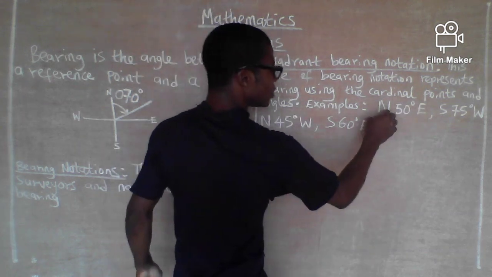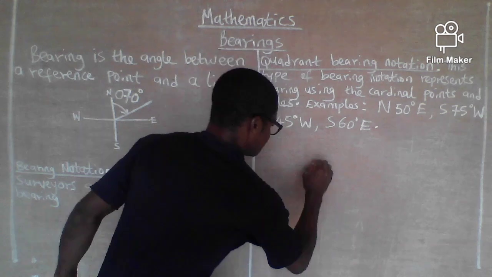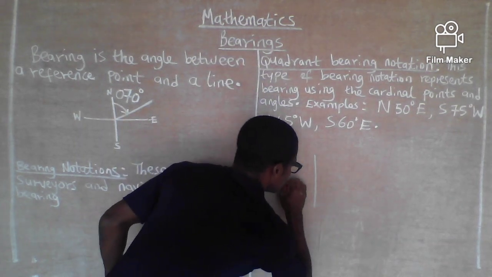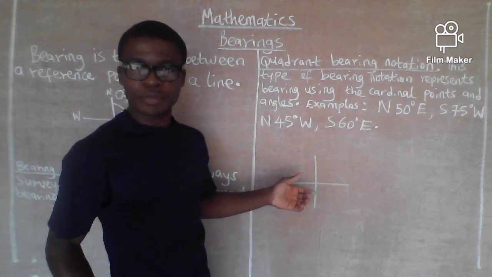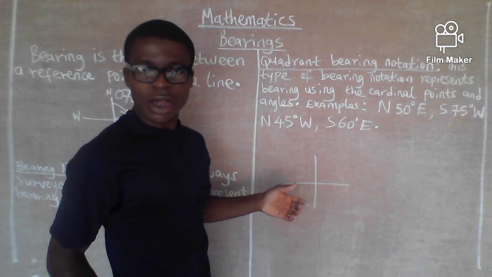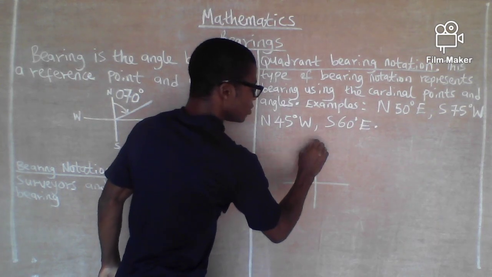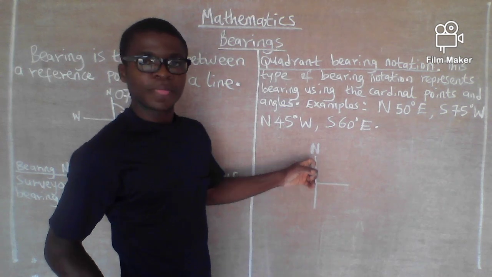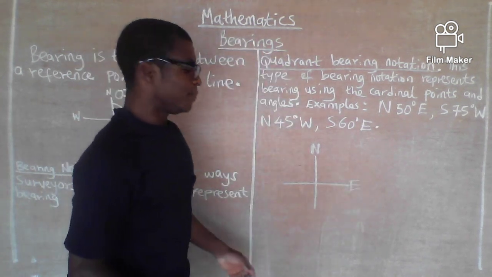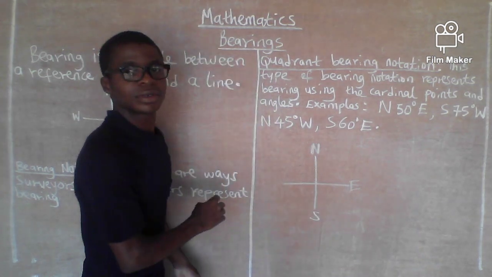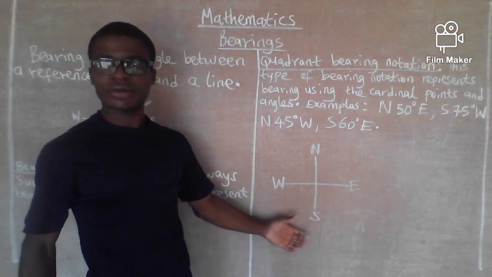So for me to draw this bearing, the first thing I must do is to draw the Cartesian. Then on the Cartesian, I locate the four cardinal points, which are the north, east, south, and west. Now, on the Cartesian, the north is always on the top. Then at your right hand side is the east. Under is the south. Then at your left hand side is the west. Please take note of this.